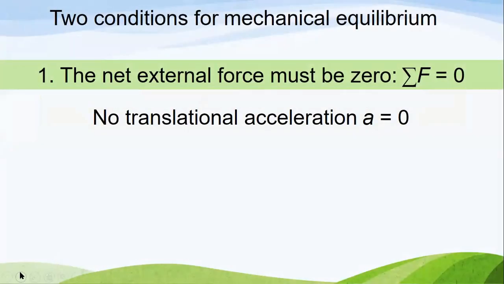As you might know, there are two conditions that an object should satisfy to be in mechanical equilibrium. The first condition is that the net external force acting on that object should add up to 0. So the summation of forces should be 0. If you apply F equals ma, Newton's second law, as the net force is 0, the acceleration should be 0. So when the net force is 0, there's no translational acceleration, and the object is in translational equilibrium.